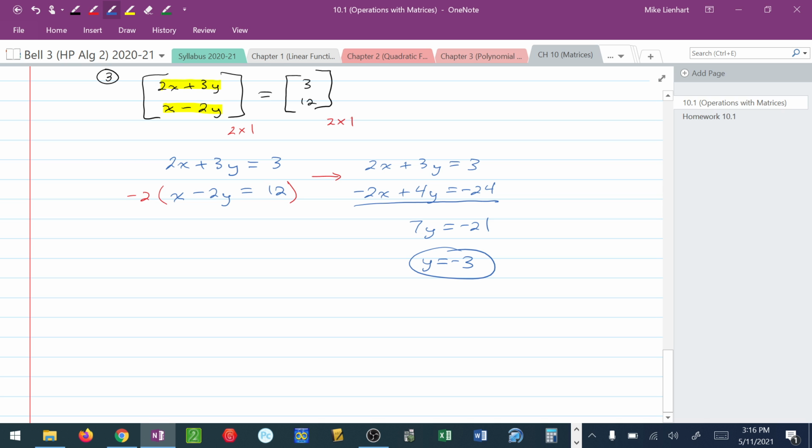Substitute negative 3 back in to find x. I'm going to choose to use the first equation. So I have 2x plus 3 times negative 3 is equal to 3. That's substituting y back into the first equation. This gives me 2x minus 9 equals 3, or 2x equals 12. So x is equal to 6. And I found the two values of the variables.